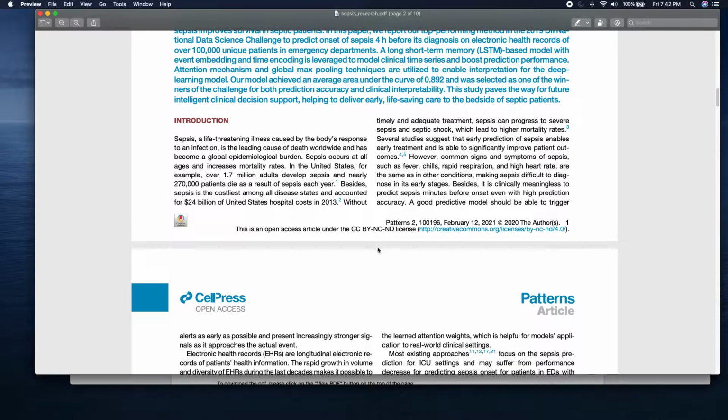So basically, the researchers trained a deep learning model to take in time series EHR data, which mostly consists of vital signs that are taken at each time step while the patient is at the hospital, to diagnose someone with sepsis early on.